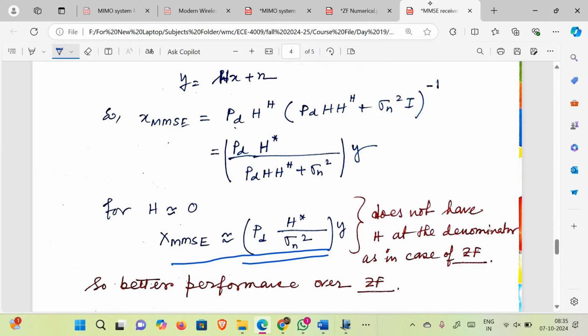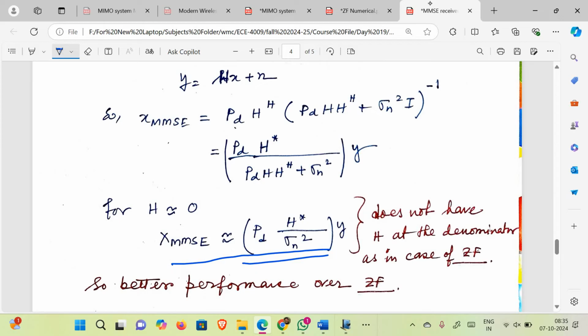H in the numerator is not a problem. That is fine. We will have a 0 anyway. But the denominator, if it is there, that is the problem. So we have eliminated the denominator H. That is why for MMSE, it gives you a better result compared to zero forcing as far as noise amplification is concerned. So it doesn't necessarily increase the noise, and it also provides a better resolution. So that is the only thing you should know about it: that MMSE is better than ZF.